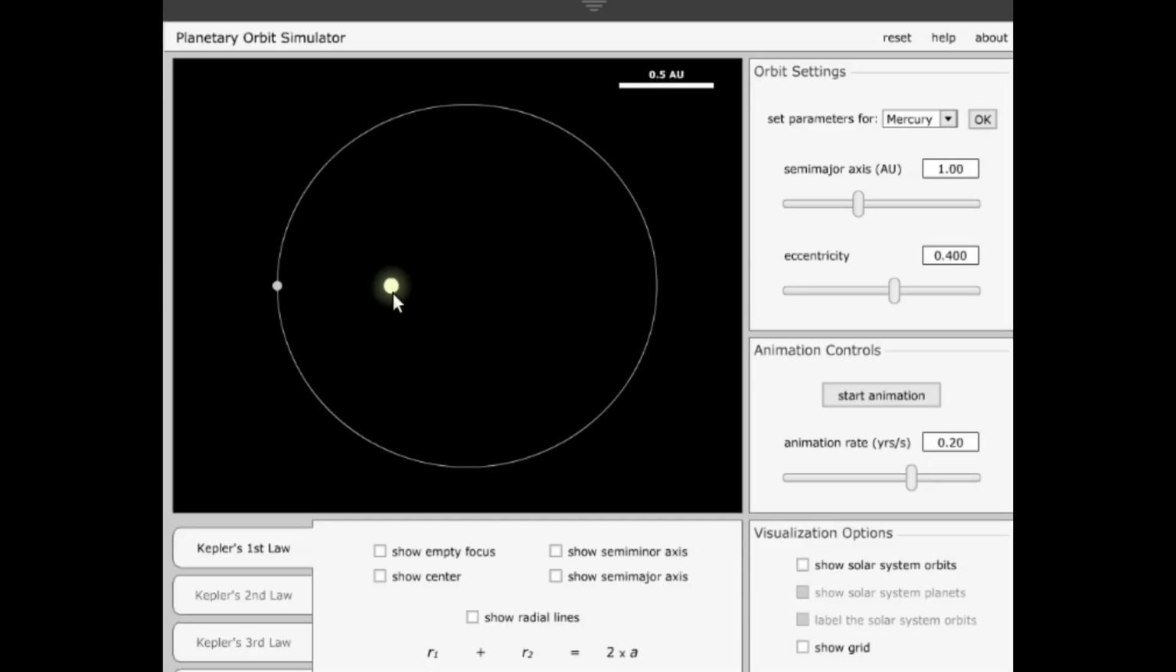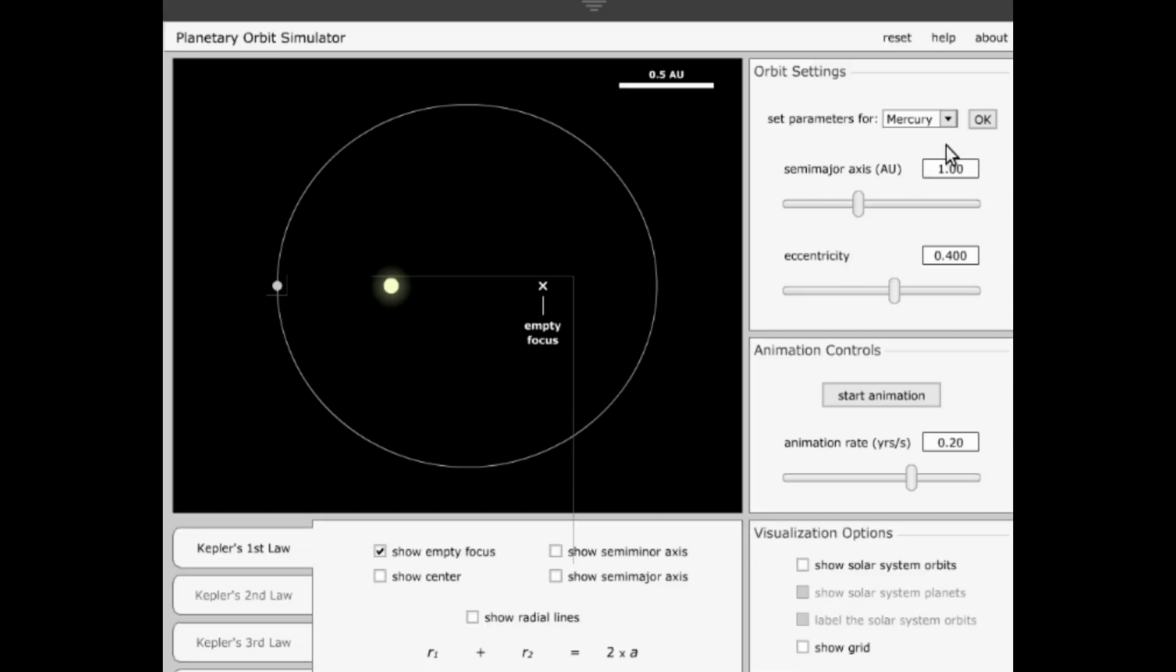We have an ellipse here where this is one focus. I'm going to switch on another focus. There are two foci here. At one focus we'll consider the Sun, and at the other it is an empty focus. There can be nothing. Now we have this orbit of the planets.